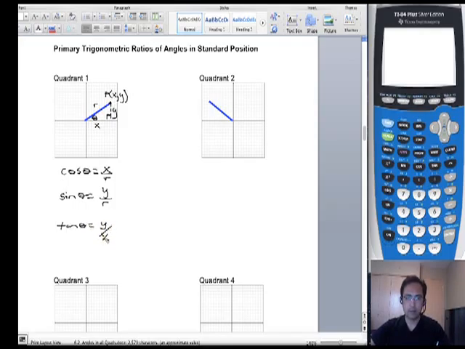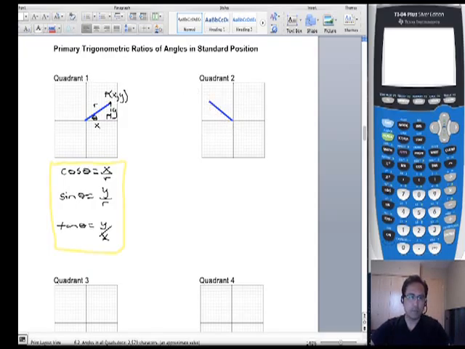Now, what you'll notice here is that it's positive divided by positive, positive divided by positive, and positive divided by positive. And what that means in this quadrant is that all the ratios are positive. Okay, so we'll just circle the ones that are positive.